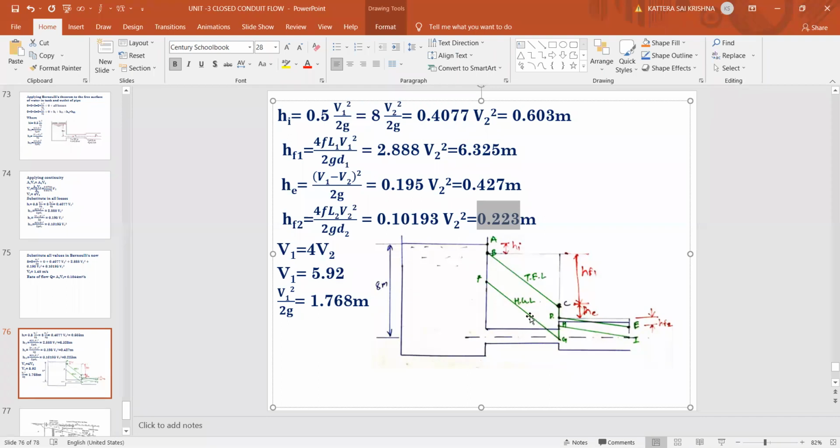If you have any doubt in this, you can ask. Hydraulic gradient line and total energy line, mostly they won't ask in the exam. But if you know, it is very good, well and good. That's why I'm explaining it roughly.